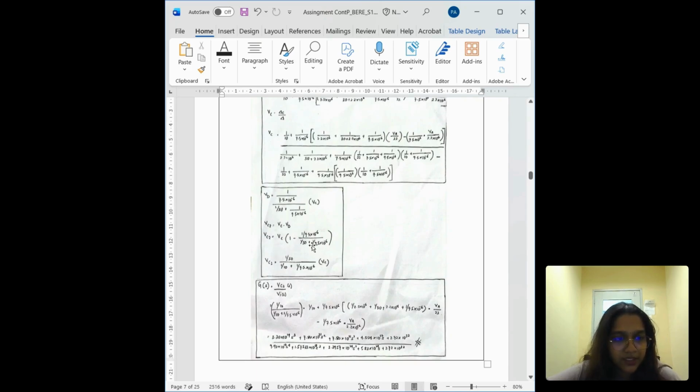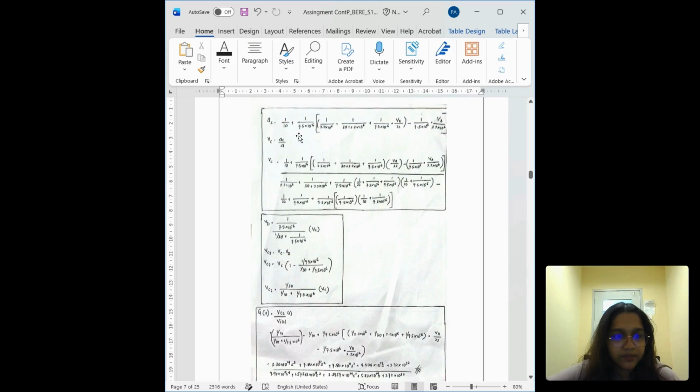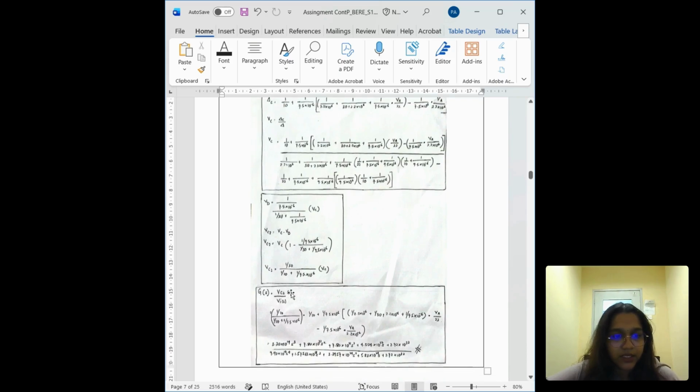This is the VC2 equation, divided by the VI, which is this one. And as we brought the VI up to this, it's going to be multiplied, and this is the multiple answer.